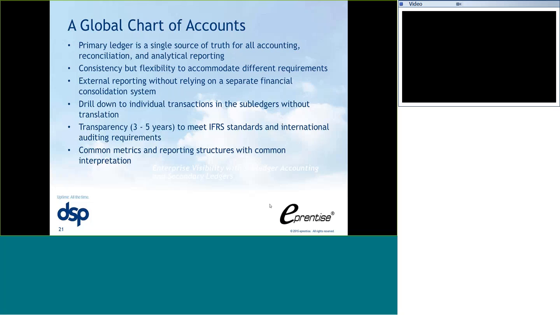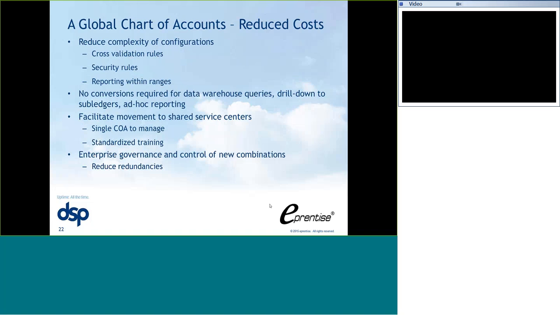It gives the ability to roll up from all of your transaction detail and from secondary ledgers into your primary ledger. It reduces your costs. If you only have to configure a single chart of accounts, that's going to be easier. If you only have to maintain one set of security rules or cross-validation rules, that's going to be easier and less expensive, and you can report within ranges. You don't need to do any conversions for your data warehouse queries, your drill down to your subledgers, or any ad hoc reporting. It also allows a shared service center to train its operators in one way, so that a code means one thing to one customer.